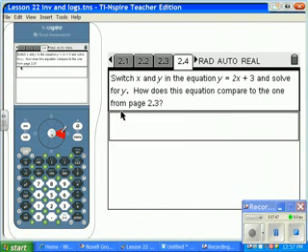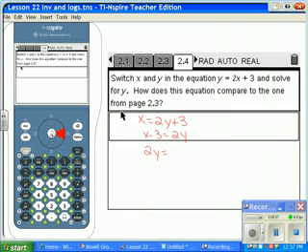I've got y equals 2x plus 3. What we're going to do is take our x and y and switch them. And then we are going to solve for y. So we're going to subtract 3. So we get x minus 3 equals 2y.